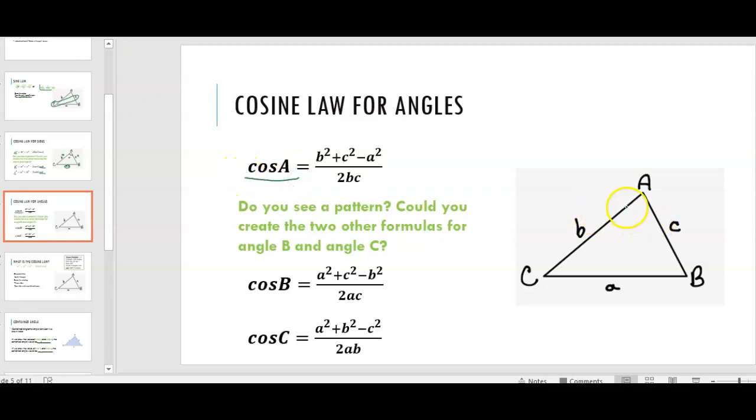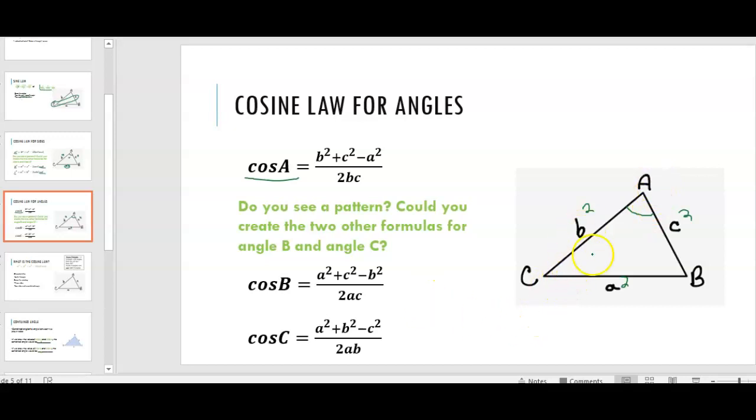So if we're solving for angle A, as you see in the numerator, we have the sum of the square of the two sides that contain the angle A. Okay, the two sides that are the arms of the angle that we're solving for, minus the square of the side that is opposite that angle. So this is what is going to be on the numerator. Make sure that you subtract the square of the length of the side that is opposite the angle that we're solving for. And then in the denominator, you're going to have double the product of the two sides that contain the angle that we're solving for. Okay, angle A in this case.